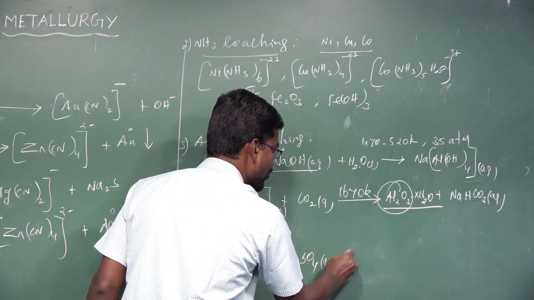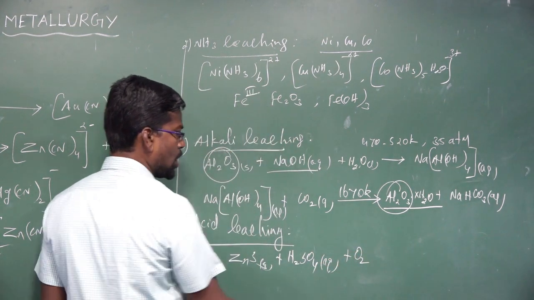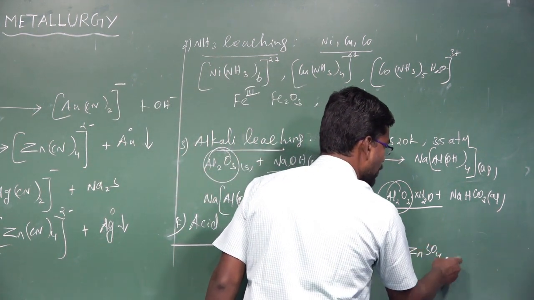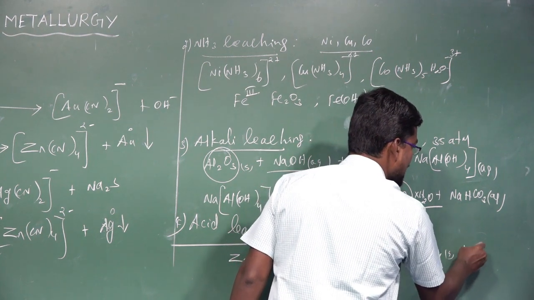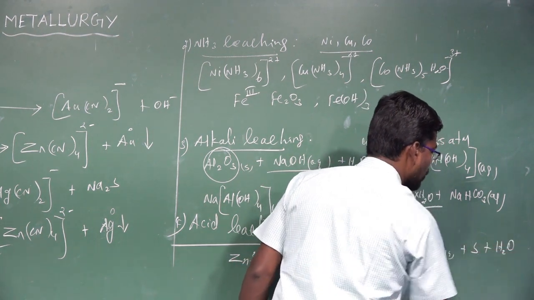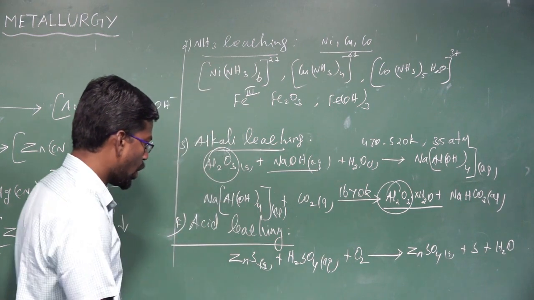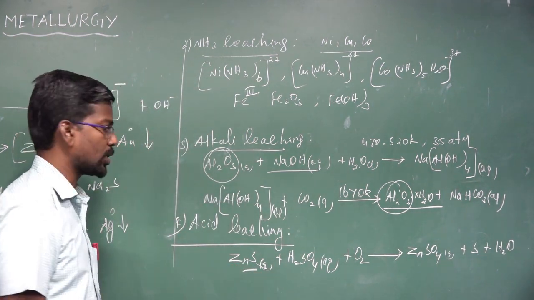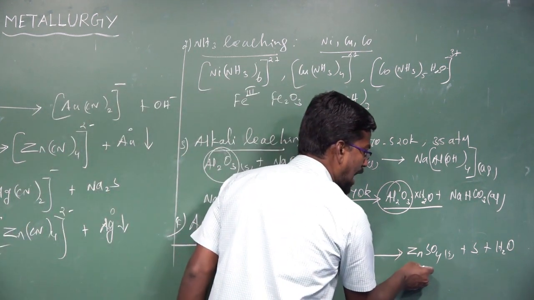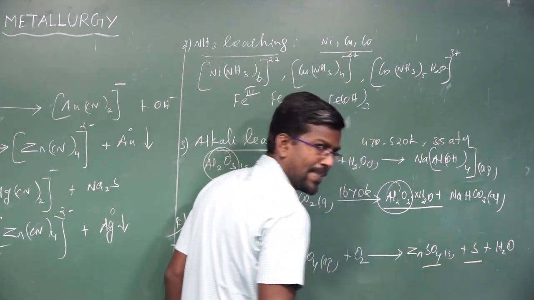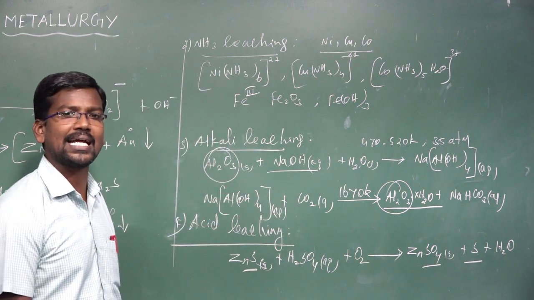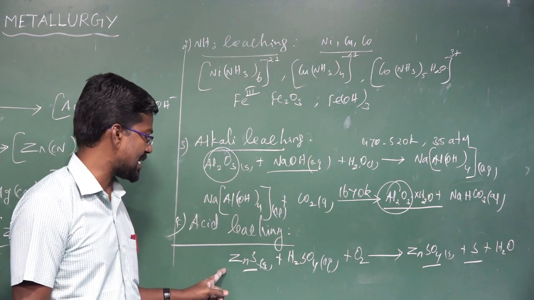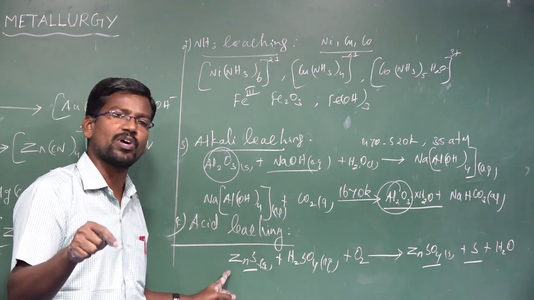of concentrated sulfuric acid by passing air to form solid zinc sulfate ZnSO4 plus sulfur plus H2O. So the insoluble sulfide ore is converted into soluble sulfate and elemental sulfur is formed. So the acid leaching process is the concentration or leaching of the sulfide ore.